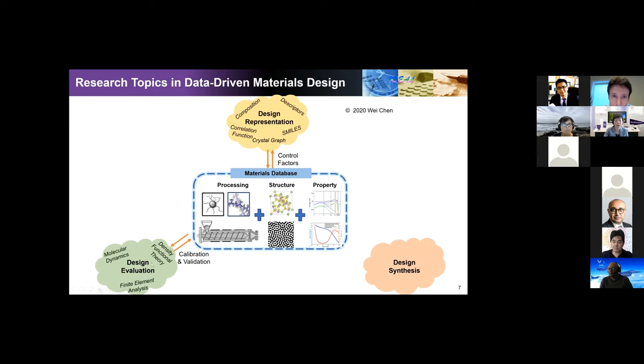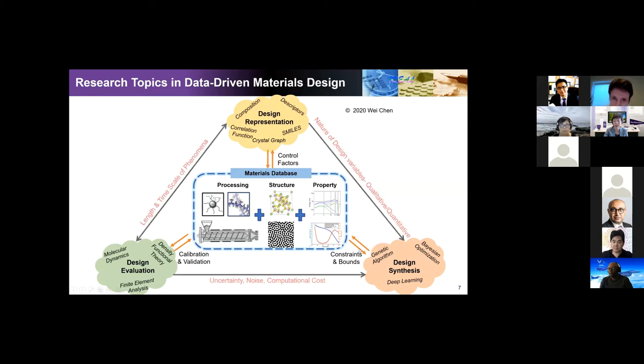On the design evaluation side, you see methods such as MD simulation, DFT, and finite element. One big question here is always how we incorporate information from both simulation and experiments to do calibration and then validation. Once the model is built, the design synthesis uses methods such as genetic algorithms, deep learning, and Bayesian optimization, and also imposes constraints and bounds associated with manufacturability and so on.